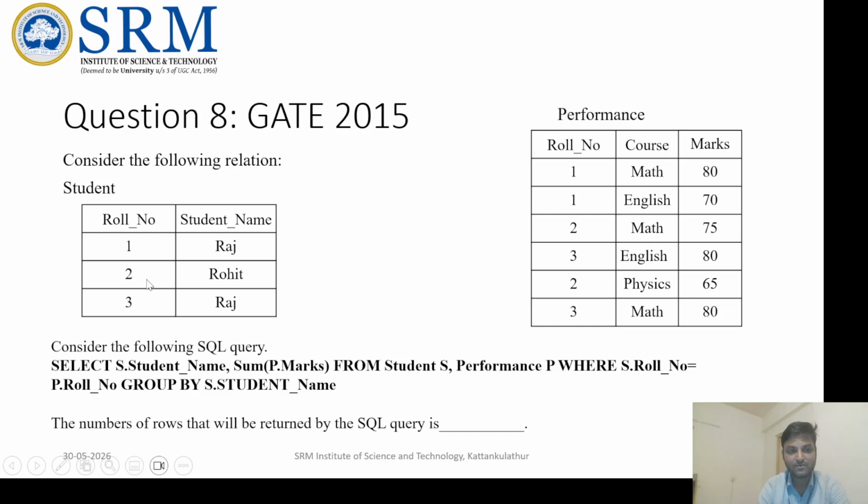Similarly, for roll number 2, Rohit, the two subjects are there, math and physics. We have to sum them. Okay? And what will happen? For Raj and Rohit, for two students, the sum of the marks will be written. So ultimately, two rows will be written, and the answer will be 2.